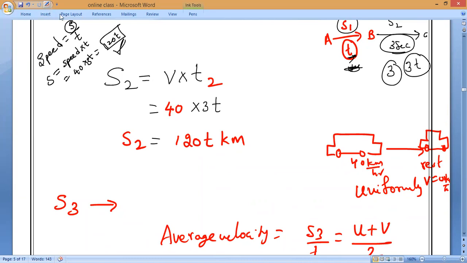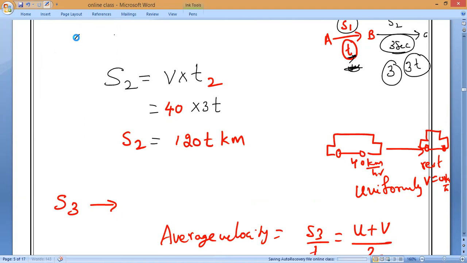So why did I take 40 there? Because it's a constant speed. They mentioned it, correct? Later only it is decreasing. After completing the S2 journey, the third journey is decreasing acceleration. Clear? Yes, sir. Understand everybody?